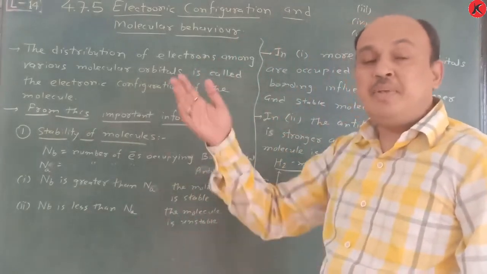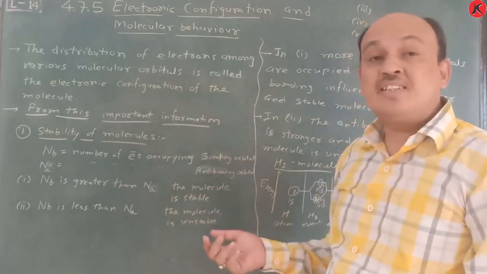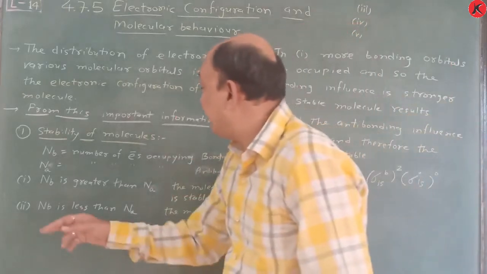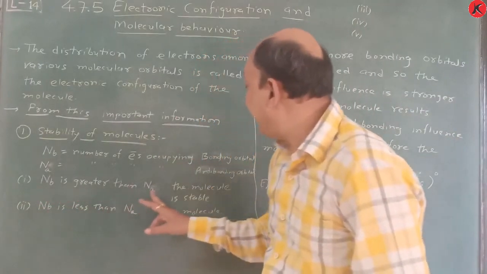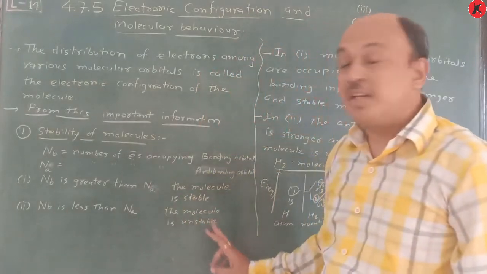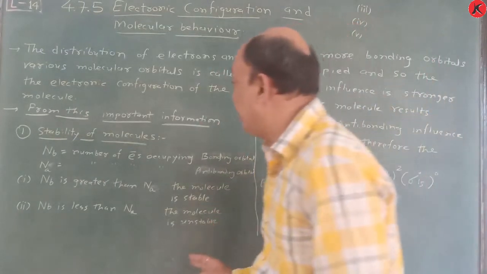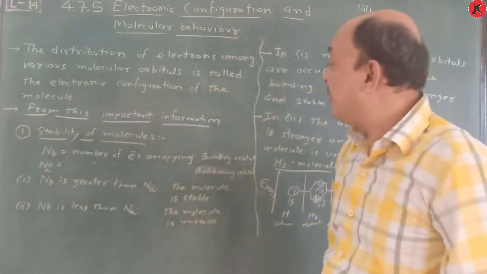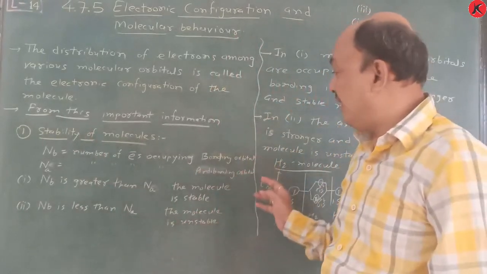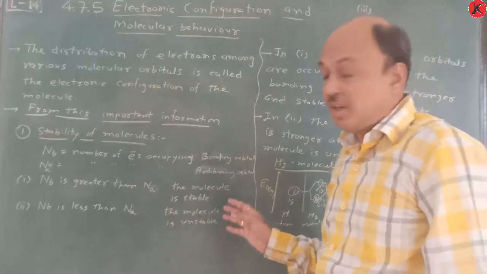You know that the BMO, the bonding molecular orbital, has lower energy, and this lower energy is stable, but higher energy is unstable. Once again, Nb greater than Na, the molecule is stable. Nb less than Na, the molecule is unstable. Remember it. This question is asked many times in competitive exams, so this is a very important part. And what is Nb? Electrons present in a bonding orbital. And Na, electrons present in an anti-bonding orbital.